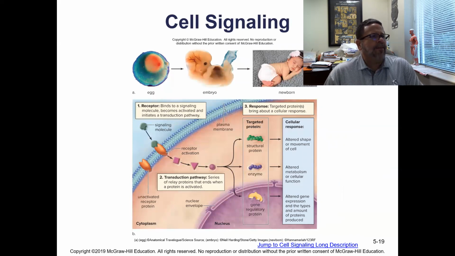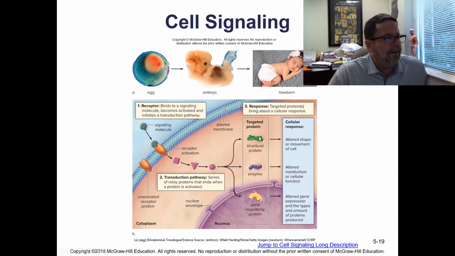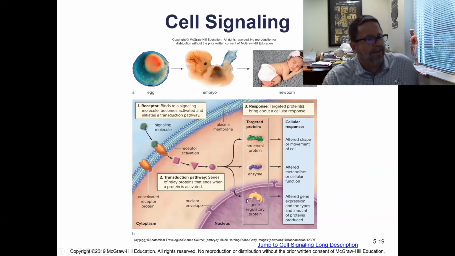How do cells talk to each other? Well, hormones. Look at this. Sometimes a chemical like a hormone or a transducing factor of some sort will bind to a receptor and trigger an internal event, maybe the production of a chemical inside that doesn't normally occur. It could target a structural protein to alter the shape of something. It could make an enzyme to alter a metabolic pathway or cellular function, or it can actually alter the expression of a gene by turning on or turning off genes inside the nucleus.